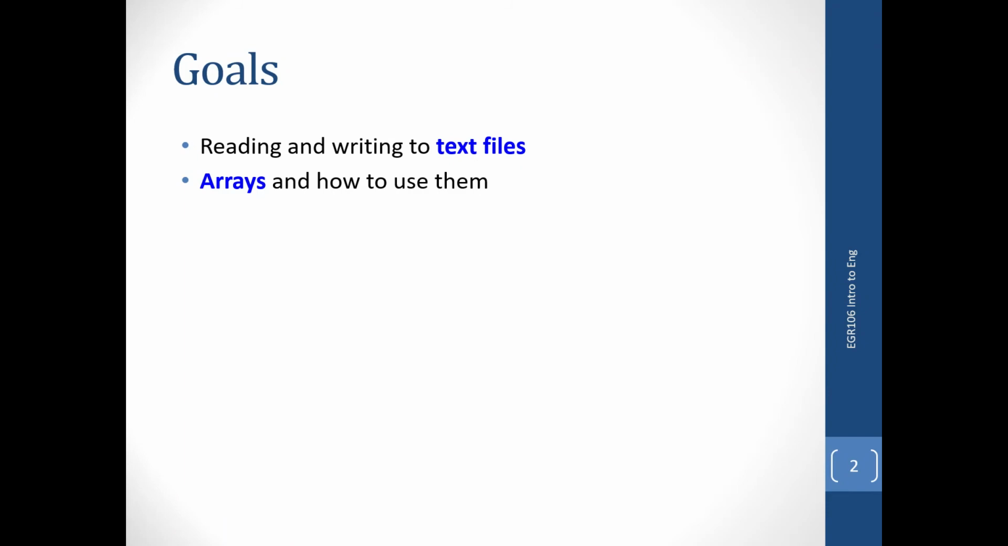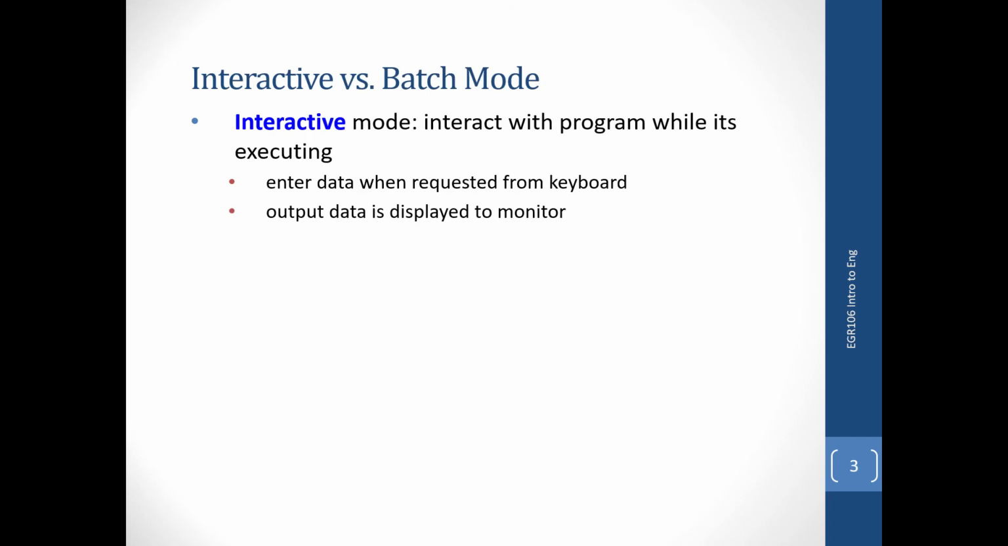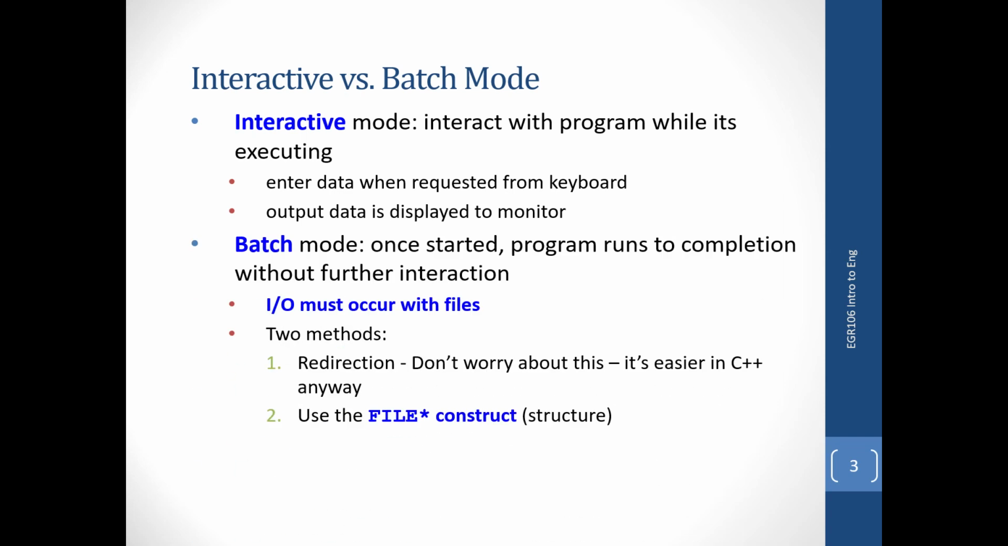All right, so we'll talk about reading and writing to text files, and then in the next lecture we'll talk about arrays and how we use them. So up until this point, we've run most of our code using what's called interactive mode. Interactive mode allows a user to interact with the program while it's actually running. What this means is whenever you use a scanf or a printf, you're putting stuff onto that command prompt window, or you're taking stuff in from the user when requested from the keyboard. You are having the user interact with your program while it's running. So we call that interactive mode.